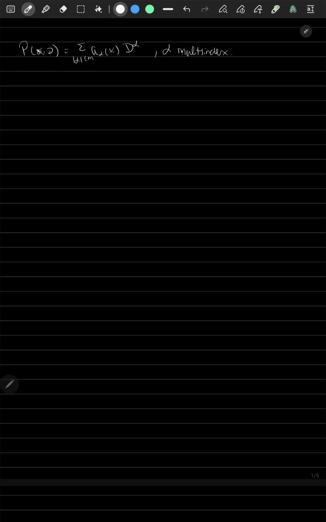And so I can define the characteristic polynomial of this differential operator like so. P of x, xi is going to be equal to that same sum, with a alpha of x, and we replace the differential operator with xi to the alpha. So now this turns into a polynomial, and this is called the characteristic polynomial, or the symbol of the operator.